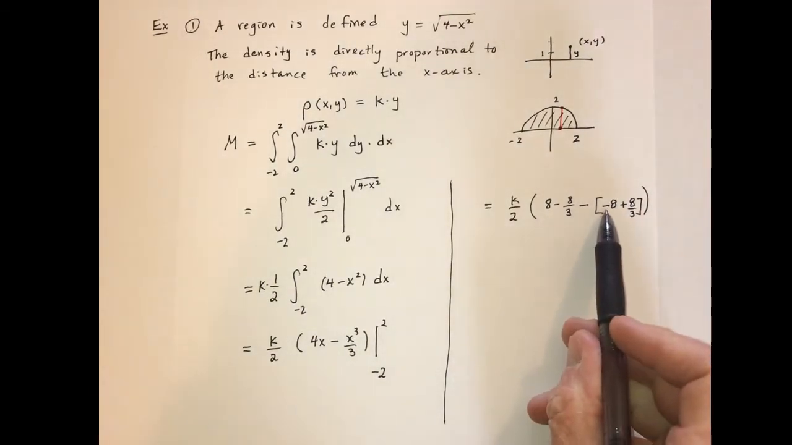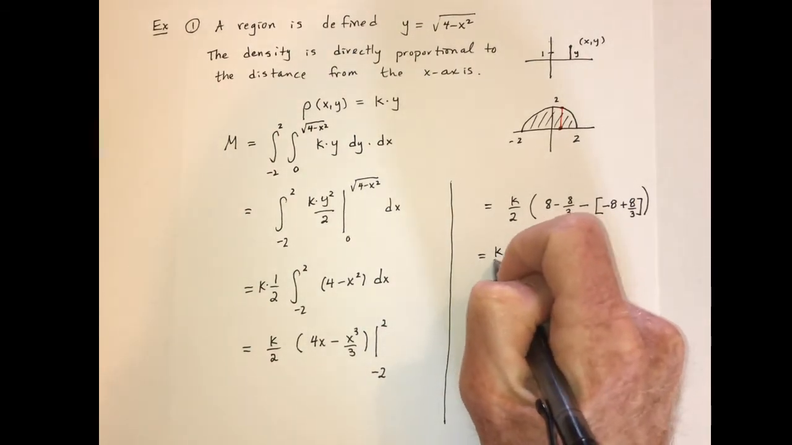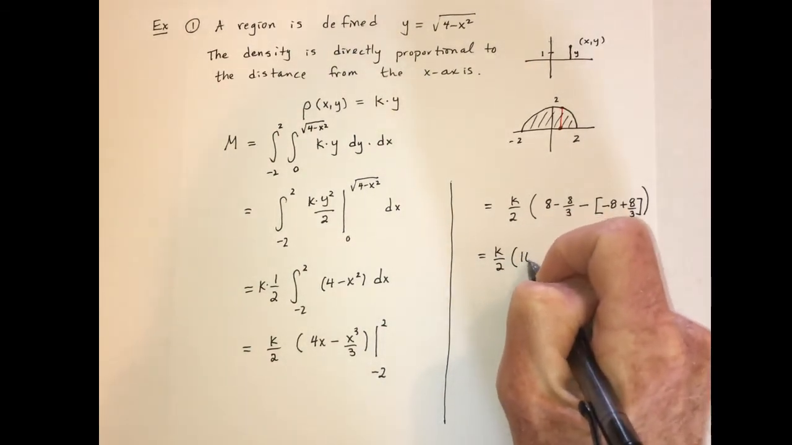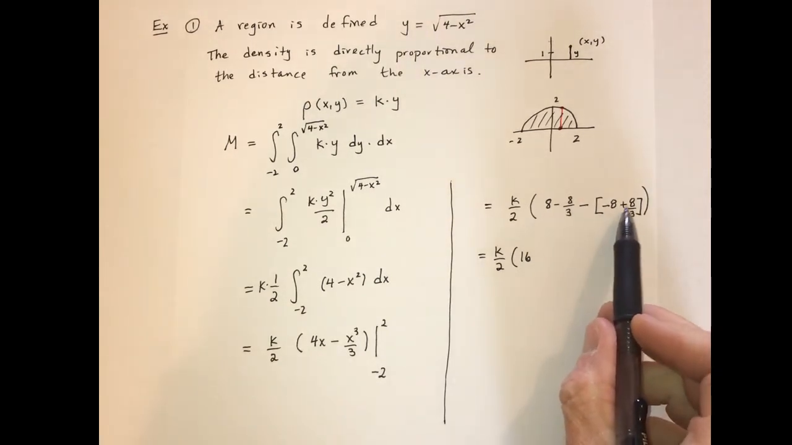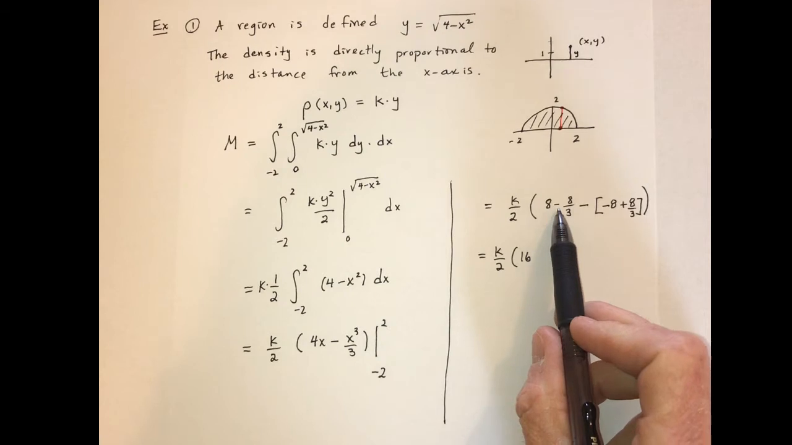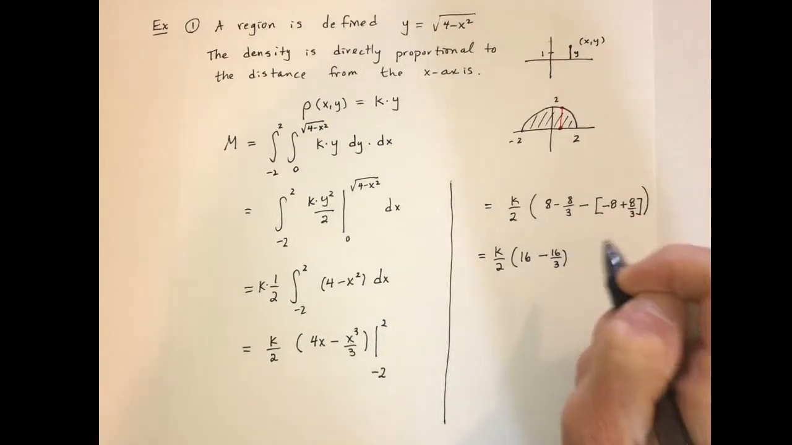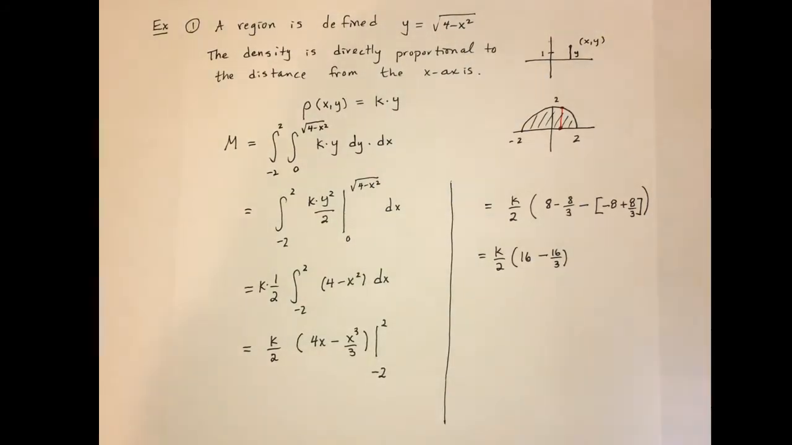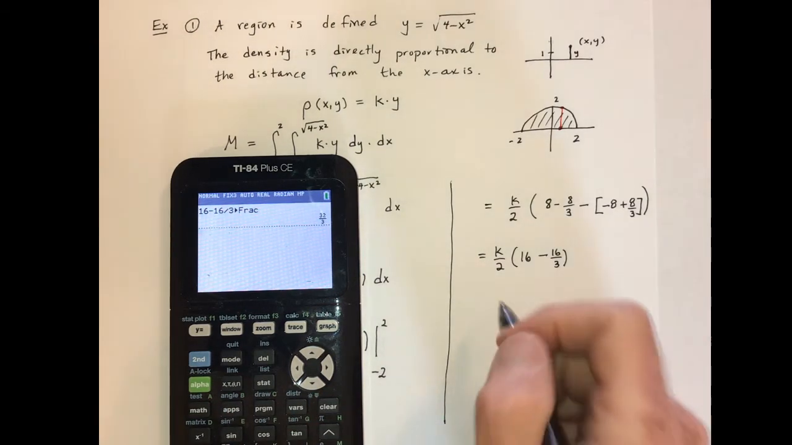So this negative is going to turn that one into a positive, so that's going to make it a 16. And then this negative will make that one negative, which means we have negative 8/3 and another negative 8/3, which means negative 16/3. So then it is 16 minus 16/3, which is 32/3.